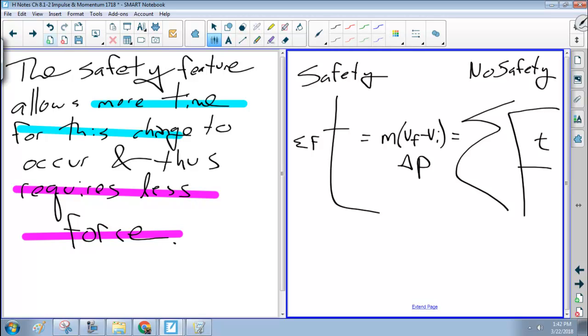Does that make sense? So this middle chunk is just saying this is the same on both sides. Right? Same mass, same VF, same VI. Cool. Questions, issues, concerns?